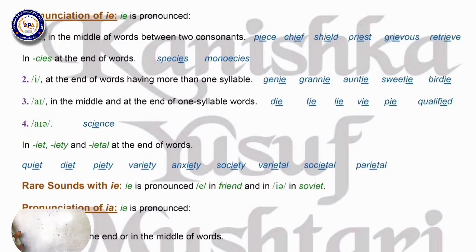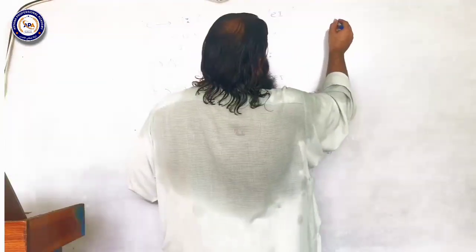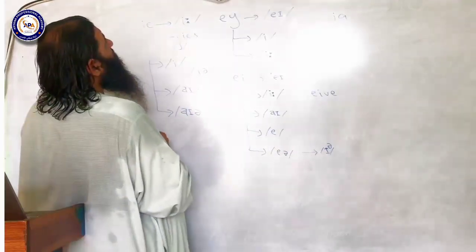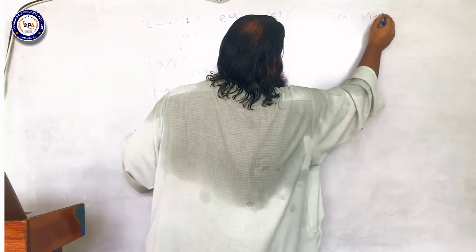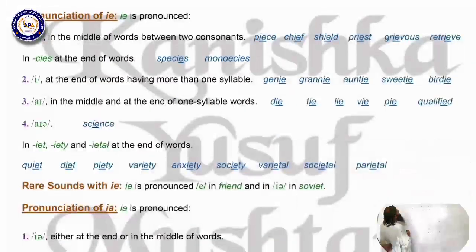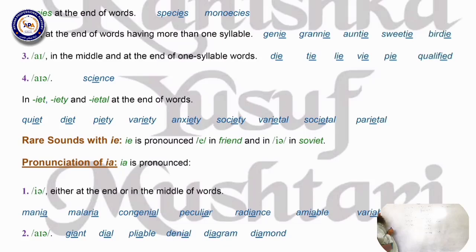And the next digraph we talk about is IA. IA can be pronounced, number one, E, diphthong E. And this sound can be given by IA at the end of words, like mania, malaria, and also in the middle, like congenial, peculiar, radiance, amiable, and variable. And the next sound that is given by IA is Shiftang IA.